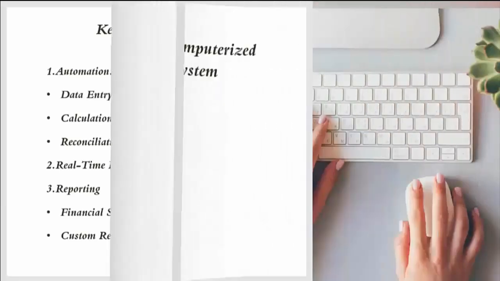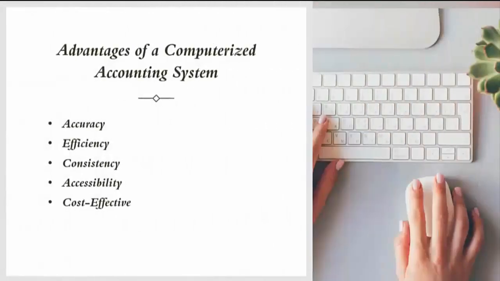Advantages of a computerized accounting system. 1. Accuracy. Reduces human errors in calculations and data entry, ensuring more accurate financial records. 2. Efficiency. Speeds up the accounting process by automating repetitive tasks, allowing accountants to focus on analysis and decision-making.